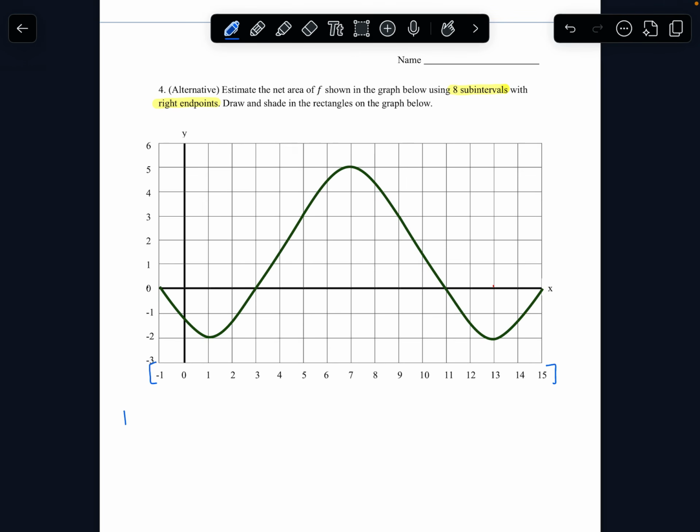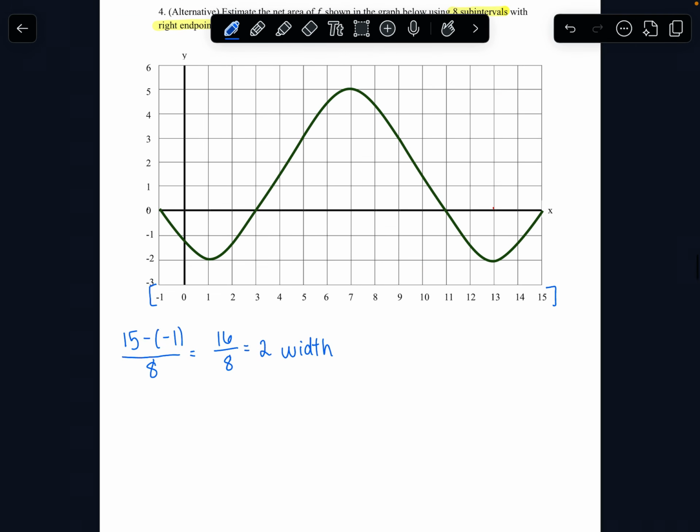So to figure out the length of each interval, I do the last number minus the first number, so 15 minus -1, and then I divide by how many subintervals. So 16 over 8 will give me 2. This is going to be the width of each subinterval, which is the width of each rectangle that we are going to draw. Okay, so with this we get this interval -1 to 1, 1 to 3, 3 to 5, and you get the point, right?